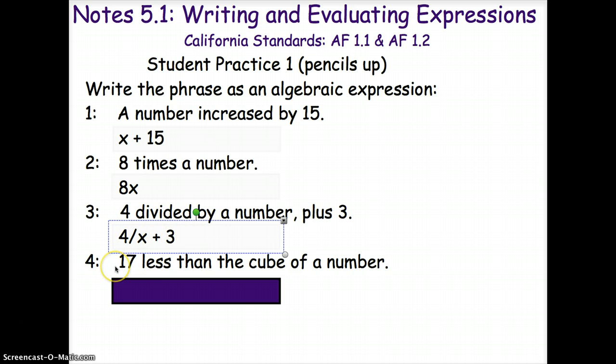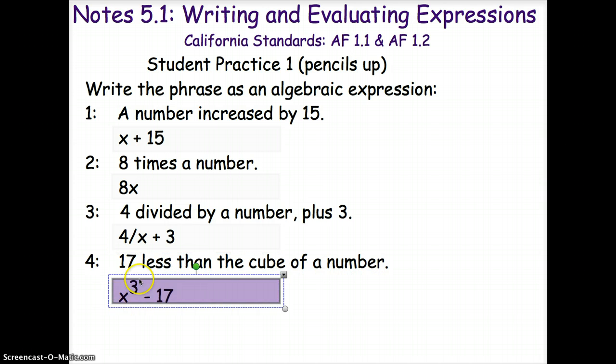Number 4, very tricky. 17 less than. Right away I know I'm working with subtraction, so I'm going to put my subtraction sign. And because it says less than, I need to put the 17 at the end. At the beginning I'm going to have the cube of a number. So x cubed minus 17.